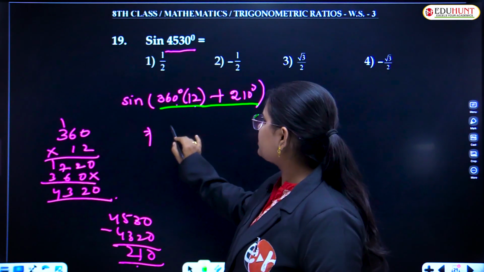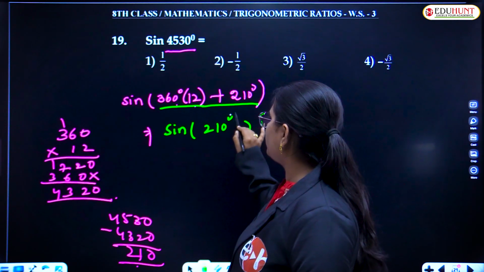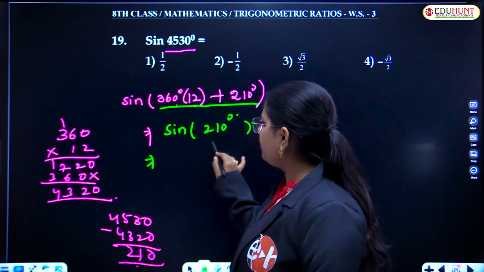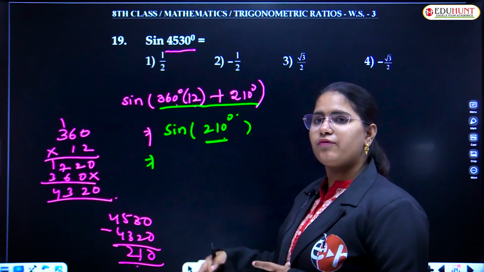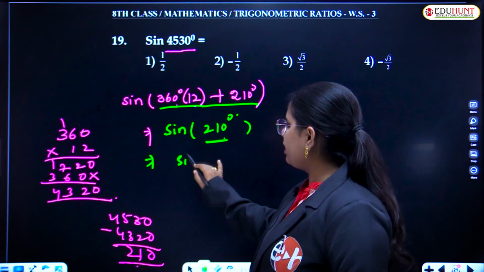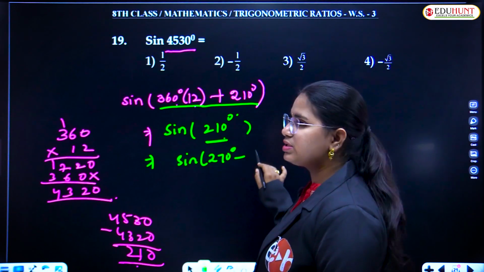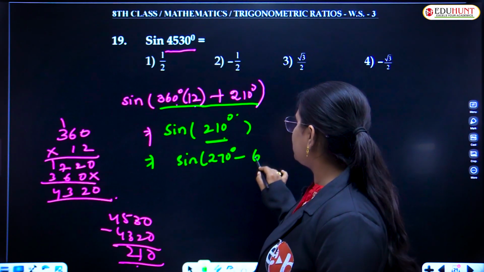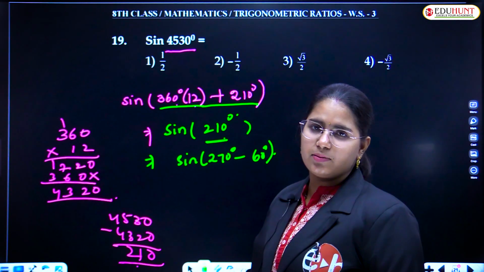In the first quadrant, sine is positive. So you are left with sine 210 degrees. Again, I am not familiar with this 210, so I simplify it as 270 degrees minus 60. Correct? 270 degrees minus 60.